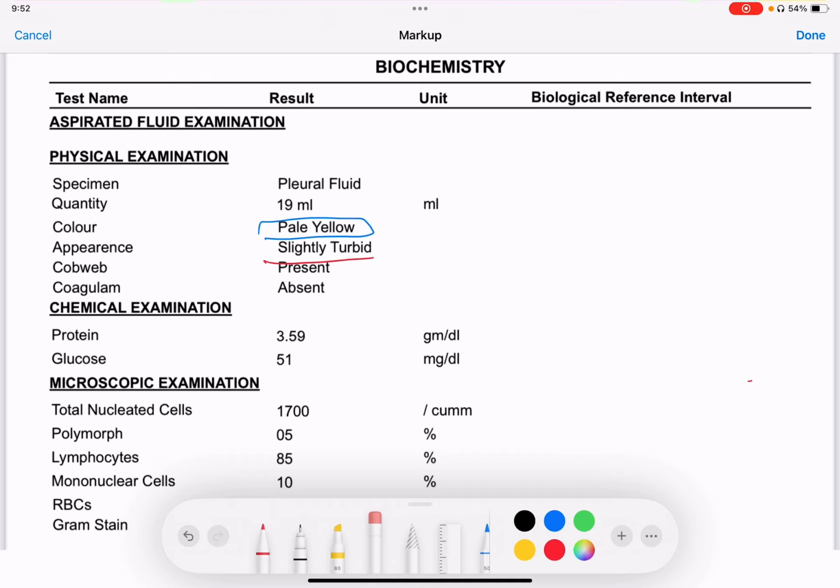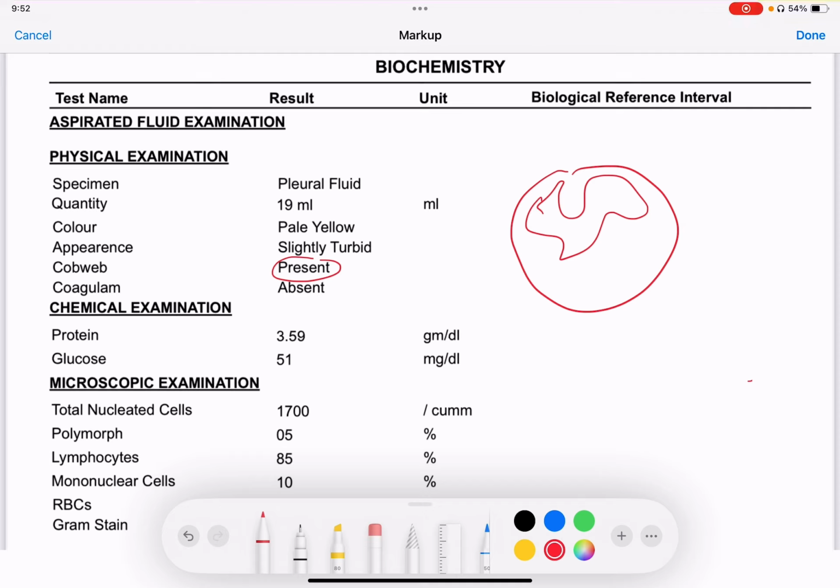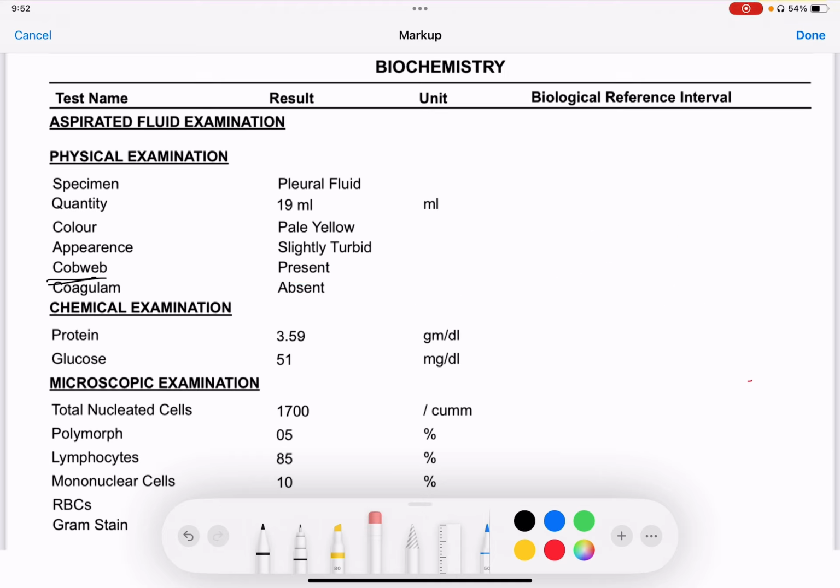Now, presence of cobweb formation: whenever this pleural fluid is kept in a petri dish, there is formation of a cobweb. This cobweb formation is very suggestive of tuberculosis. So, if there is formation of this cobweb, then the chances of it being a tubercular pleural effusion become very high. In this particular patient, cobweb formation was there, and this patient actually had tubercular pleural effusion.